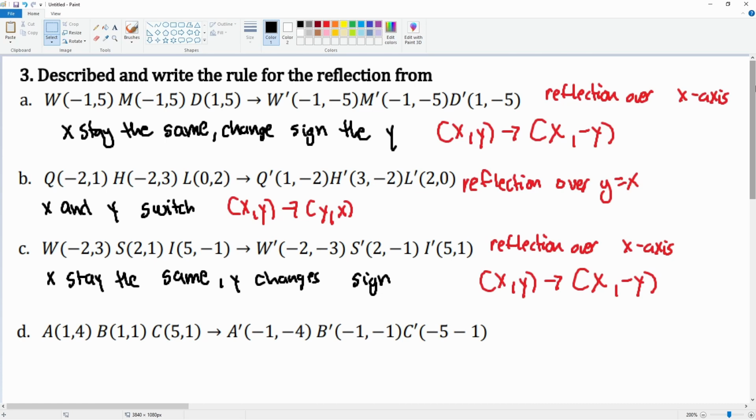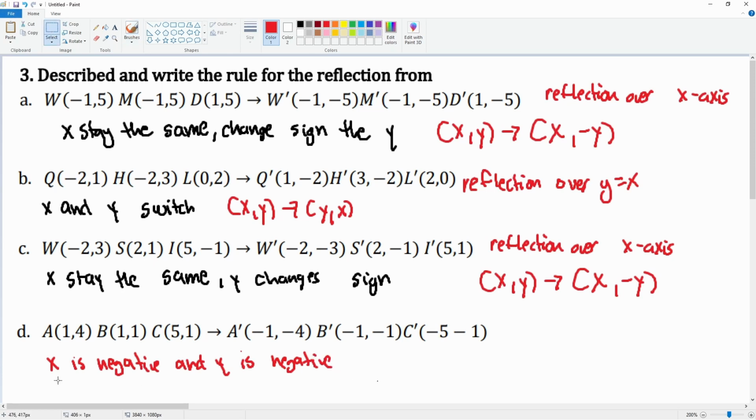Lastly, we have D, 1, comma 4. All of them became a negative. B, all of them also became a negative. So everything seems to be a negative. So there is no flip. The X is a negative and Y is negative, or changes sign. You can write that.